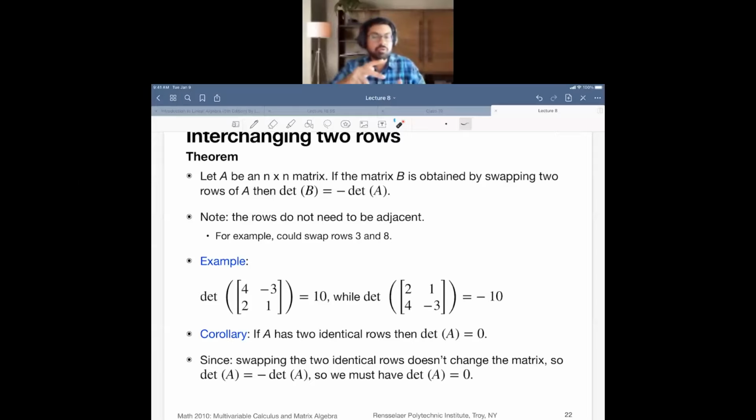And you can see if you change the rows back, then you multiply by another negative sign, so you get back to what you had originally. Let's take a look at that corollary here. If A has two identical rows, then the determinant of A goes to zero.